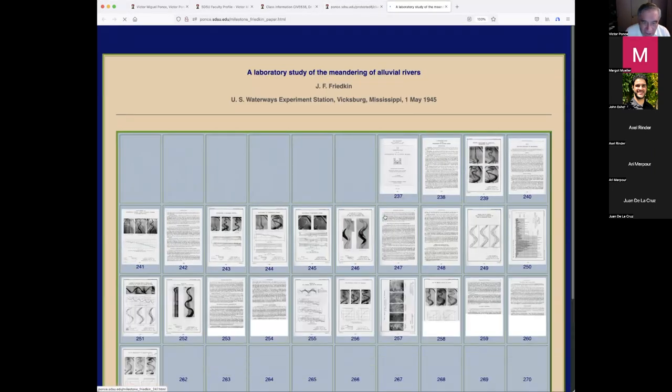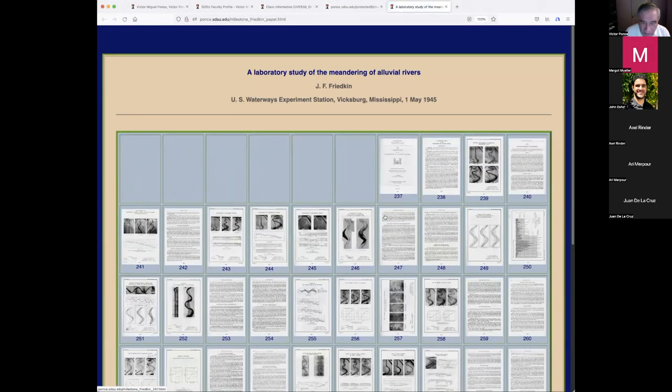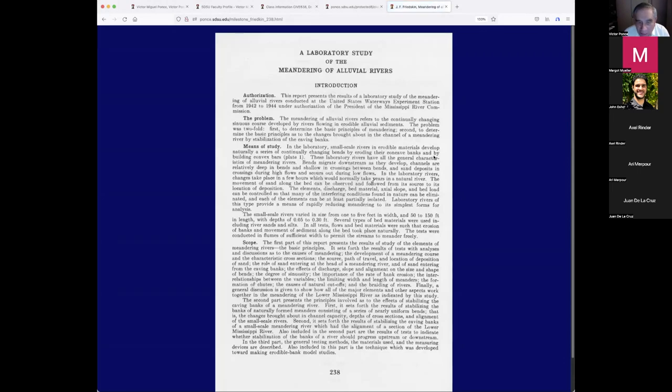And Friedkin wrote this paper, which I dutifully at one time scanned, but I'm obviously not going to go through the entire paper. I welcome those of you that are interested in meandering to read it. It's a little bit boring because it's kind of repetitive, but it's a good paper for those of us who love meandering and want to know everything about it. So what do we have in here? The problem: the meandering of alluvial rivers.